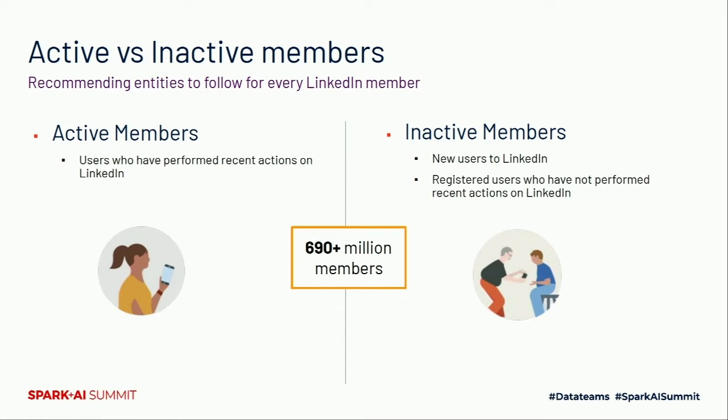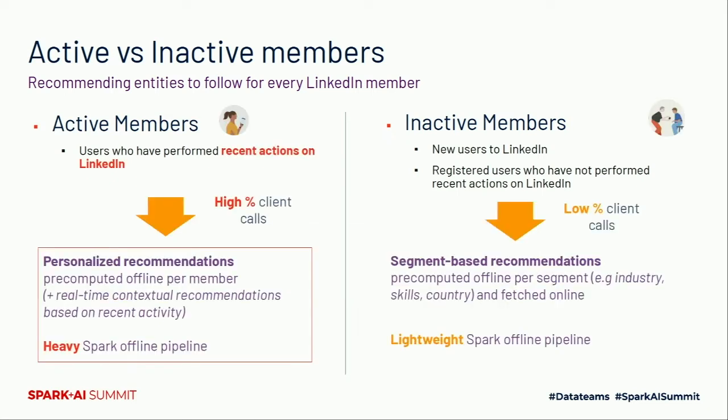First, we have the active members, who are LinkedIn users who have performed recent actions on LinkedIn. And the inactive members on the other side are either brand new users to LinkedIn or users who have registered in the past but haven't really used the website or the LinkedIn app recently. Obviously for active members, we have a lot of data about their past activity. They have a full profile, so we can leverage that to generate personalized recommendations.